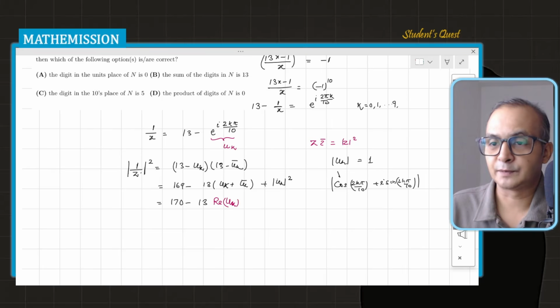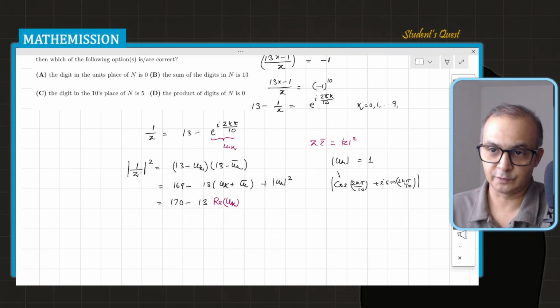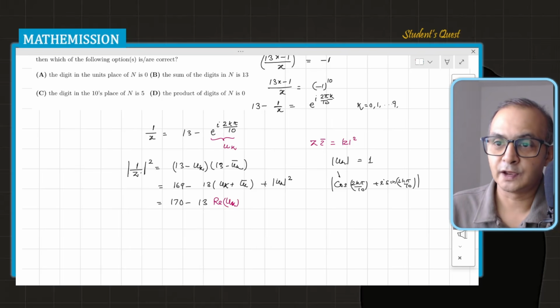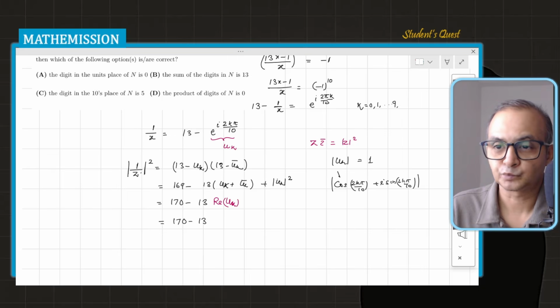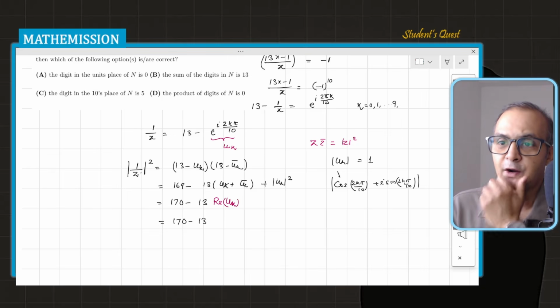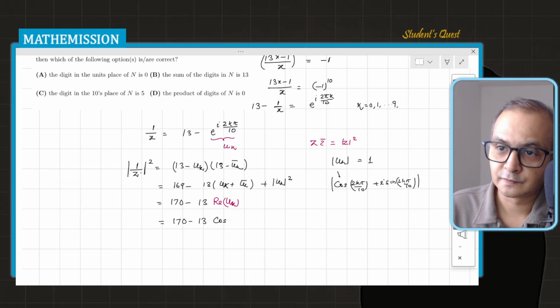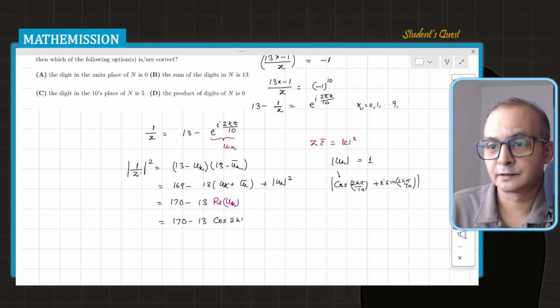You know that z plus z conjugate is the real part of the same complex number. So now we are actually free of the iota. And what is this actually? 170 minus 13 times the real part of uk, which is cosine 2k pi by 10.